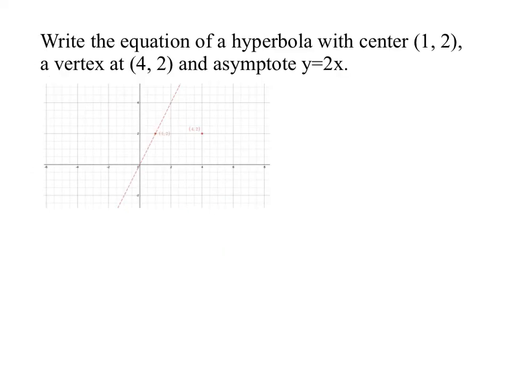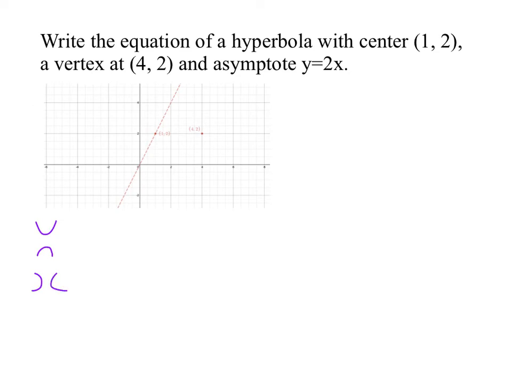All right, next we're going to write the equation of a hyperbola with center 1, 2, a vertex at 4, 2, and the asymptote y equals 2x. So from this information, you have to figure out what kind of hyperbola this is. Is this a hyperbola that opens up, or is this a hyperbola that opens sideways? So let's look here and see.